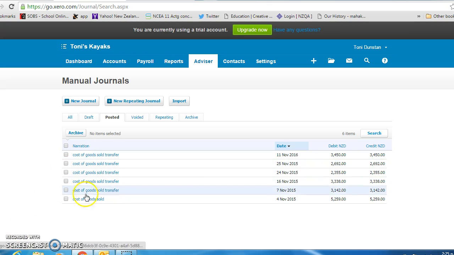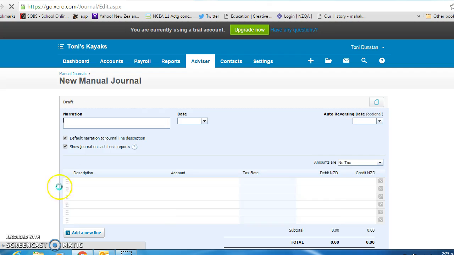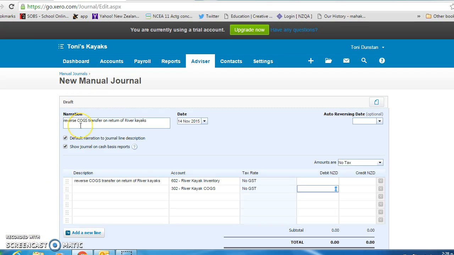You can see the list of all the manual journals that we have previously done when we were selling inventory. So we are going to create a new journal and put in the appropriate narration and date. The narration will be to reverse the cost of goods sold transfer on the return of the river kayaks. You use the date from the exercise, which was the 14th of November 2015.